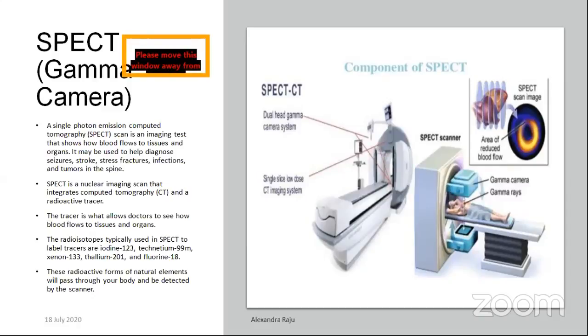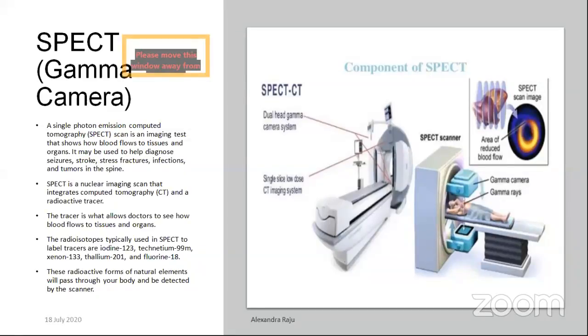Next is SPECT, single photon emission computed tomography. It is again an imaging modality that shows the blood flow to the tissues and organs. It is mainly used for diagnostics of the brain, to analyze whether there is any stroke, stress fractures, infection, and tumors in the spine. SPECT is a nuclear imaging scan, which is incorporated either with CT or with MRI for a better image.